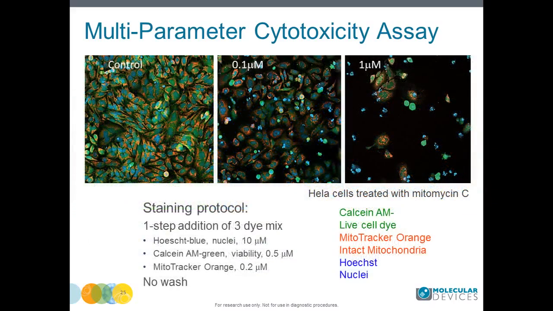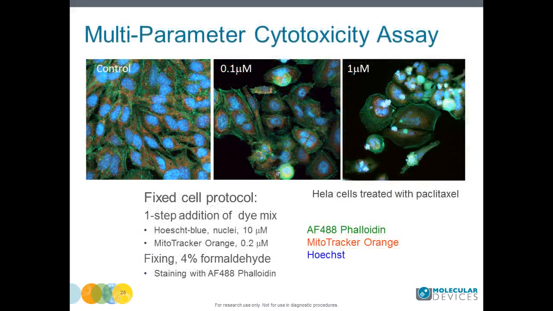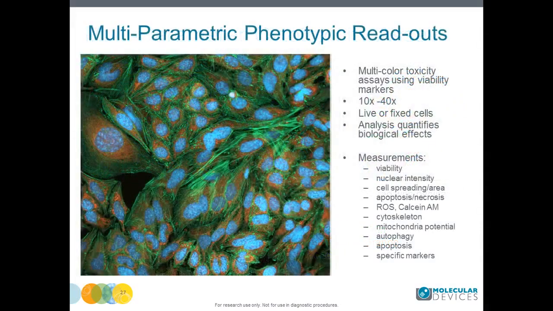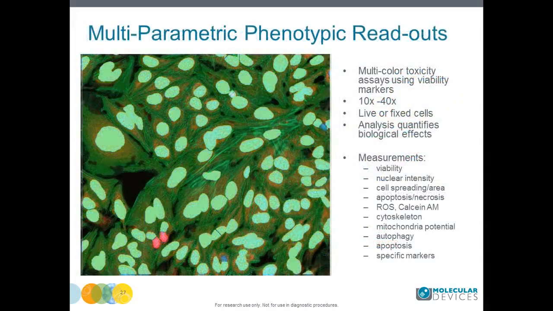Cells can be imaged live after one single step of dye addition. Also, you can use a fixed cells protocol to evaluate additional markers, in this case, cytoskeleton. Cell analysis quantifies biological effects for multiple measurements.